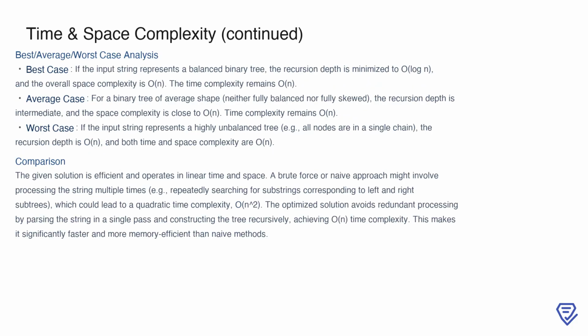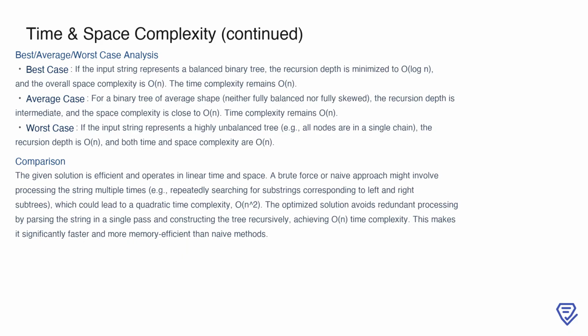When analyzing the best, average, and worst cases, we see that the time complexity remains consistently O(n) across all scenarios, as every character in the string must be processed exactly once. For space complexity, the best case occurs when the tree is balanced, minimizing the recursion depth to O(log n), while the worst case happens with a highly unbalanced tree, where the recursion depth grows to O(n). In the average case, the recursion depth lies somewhere in between, and the space complexity is still close to O(n).